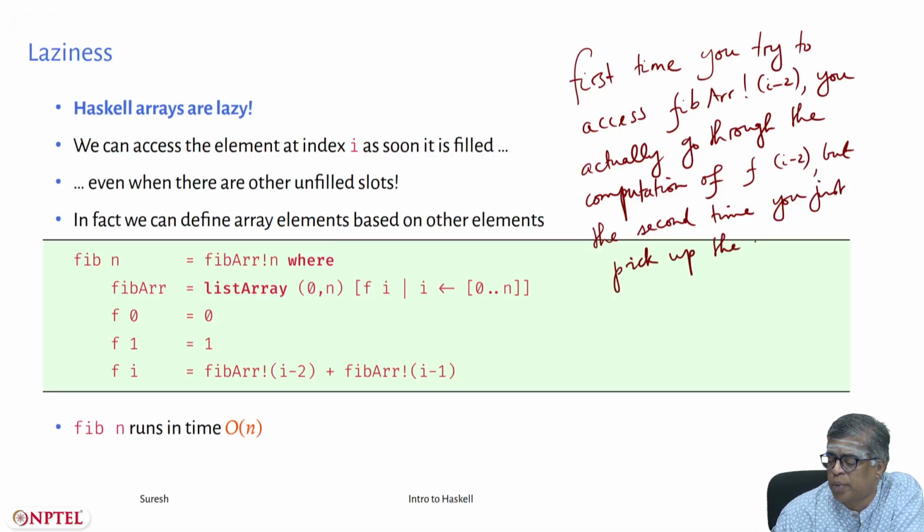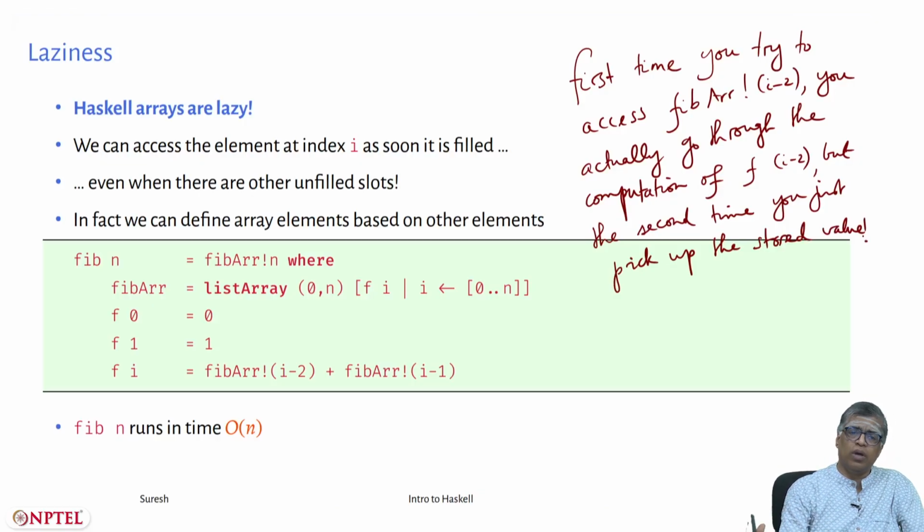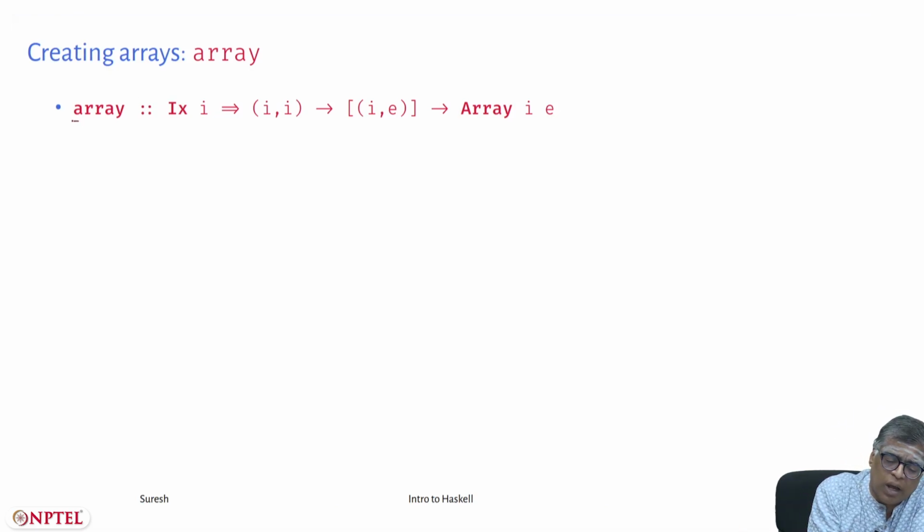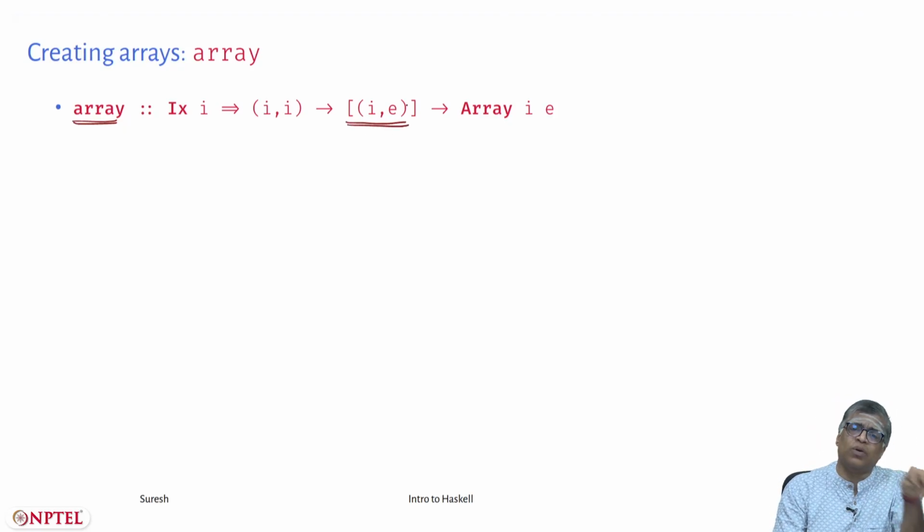But the second time you just pick up the stored value. Okay, so this is it. Okay, good. So that is why it is running in time order n, and you could see how fast it was. Okay, so list array is one way of creating arrays. Here is another way of creating arrays called array. Okay, here instead of giving a list, you give an associative list. Okay, you say explicitly at this index I want this value, at this index I want this value. Okay, so that's another way of doing it.